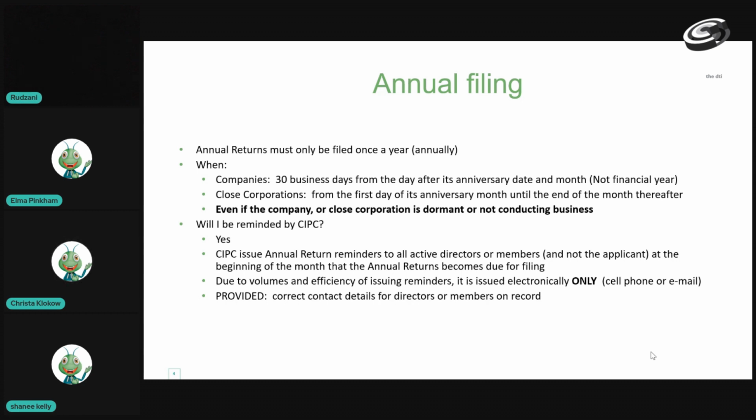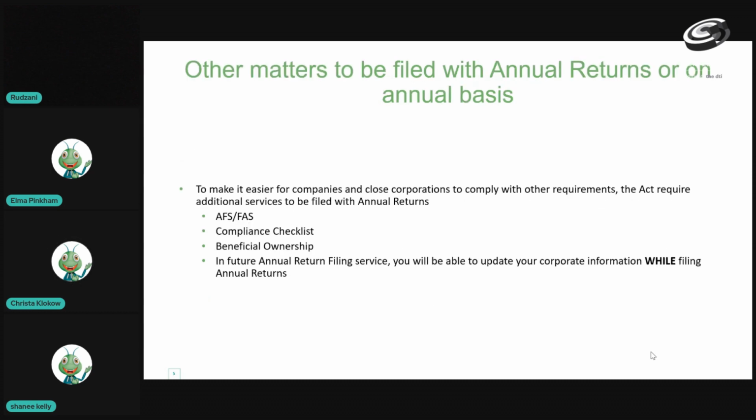Then the question is, will I be reminded by CIPC to file annual returns? Yes, we actually do issue what we call annual return reminders to all active directors and members, not the person that submitted the application or any application to the CIPC on that company or closed corporation, at the beginning of the month that the annual return becomes due for filing. So if you don't get your reminder via email or SMS, it means that we don't have the director's correct contact details or the member's direct contact details on our records. And then that needs to be updated.